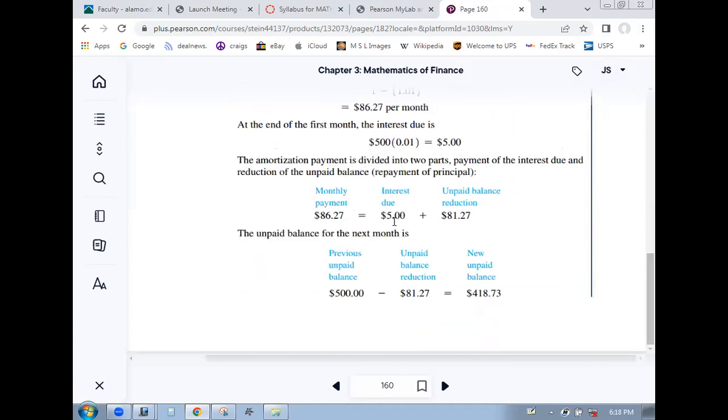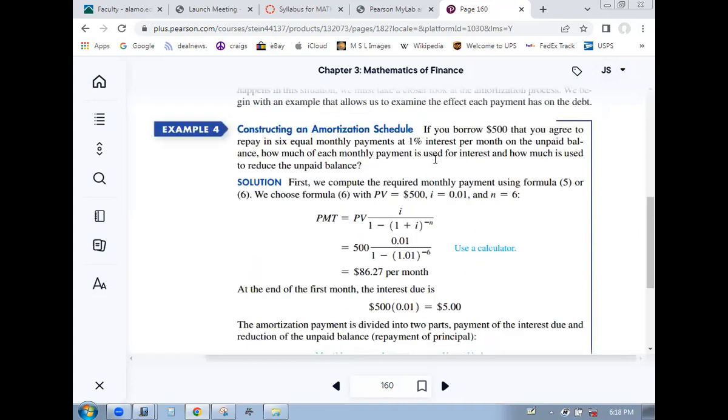For the first month, there's $5 of interest because you had $500 out for the whole month. The second month, you're going to have $418. That's how much you owe them for that month. So the interest for that month is going to be a different amount, right? So to answer this question, how much of each monthly payment is used for interest and how much to reduce the unpaid balance? That depends on the month. It's different for each month.